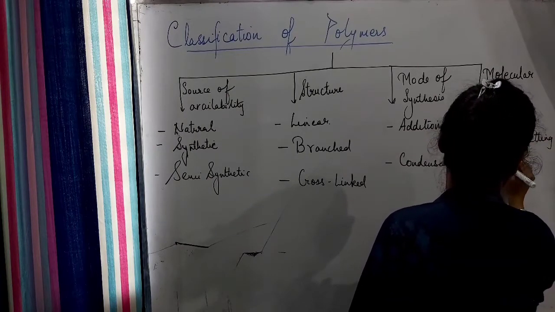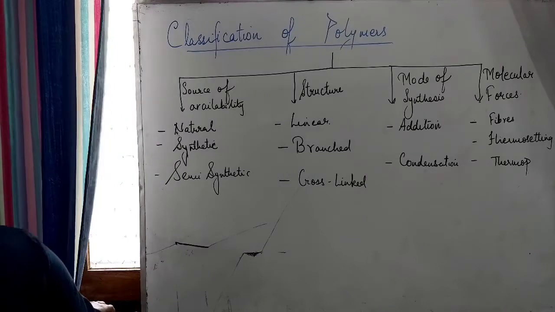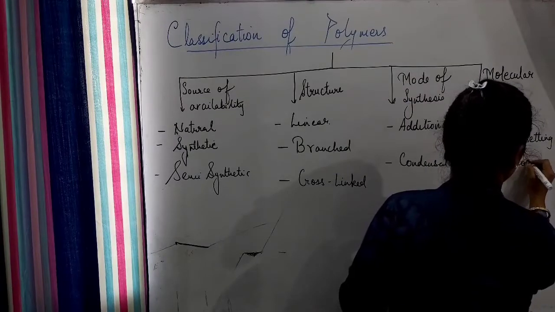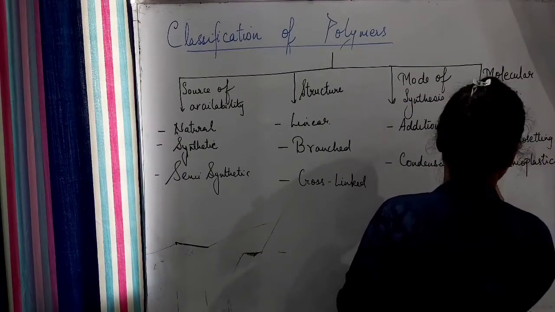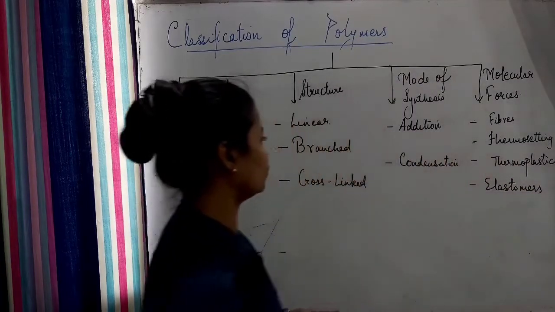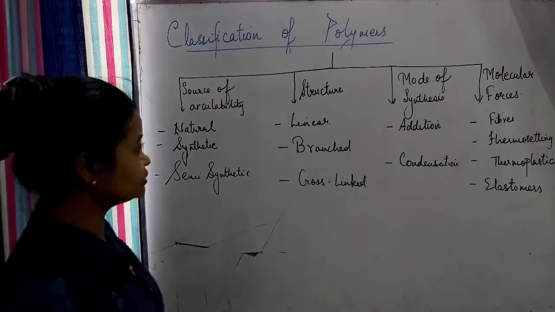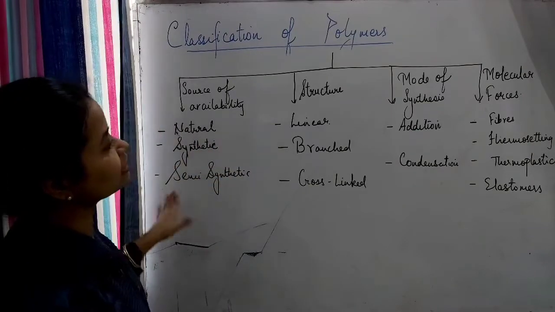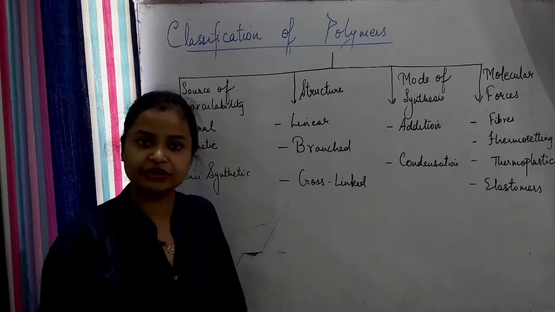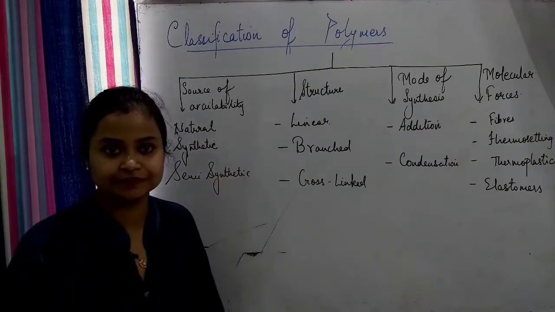thermosetting, thermoplastic, and elastomers. Okay, so these are the different types on the basis of which first of all they are classified, and further classification is also written over here. Now we are going to see one by one their definitions and examples in detail. Okay, you can take a screenshot of this.